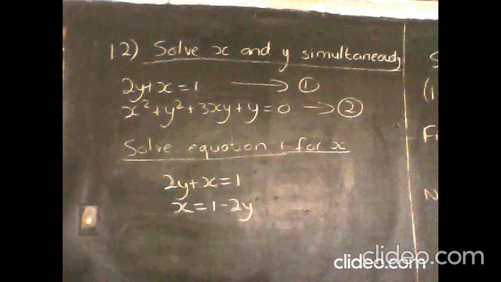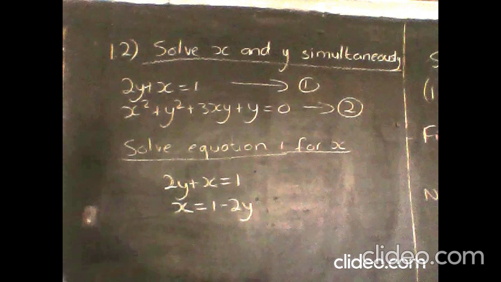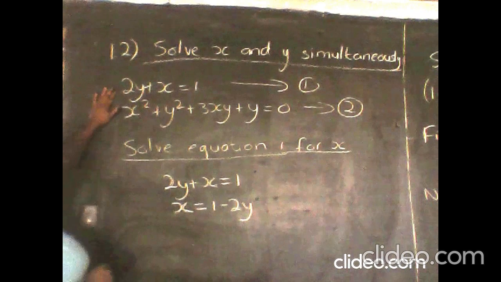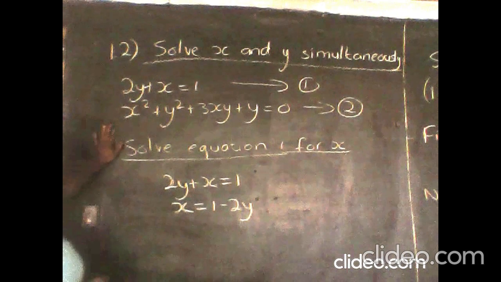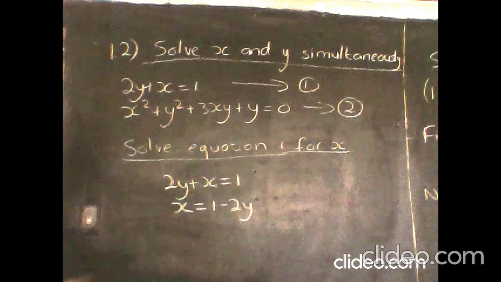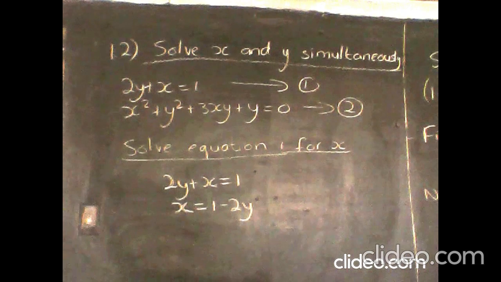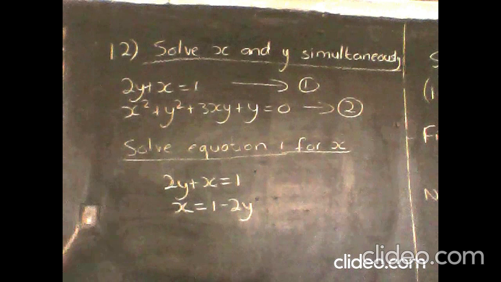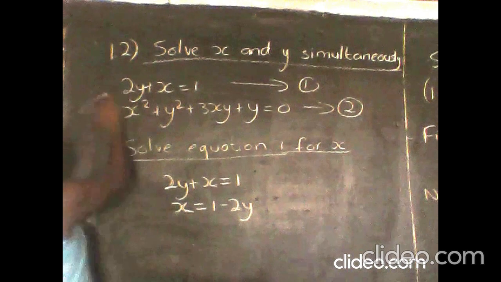So we need to solve simultaneously for x and y. We have equation 1, 2y plus x is equal to 1, and x squared plus y squared plus 3xy plus y is equal to 0. That's the second one. The first thing we need to do is we're going to solve this equation.